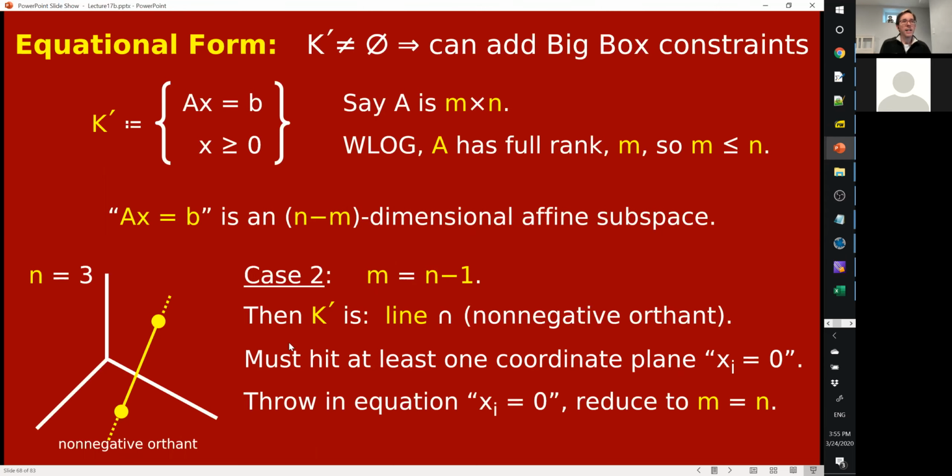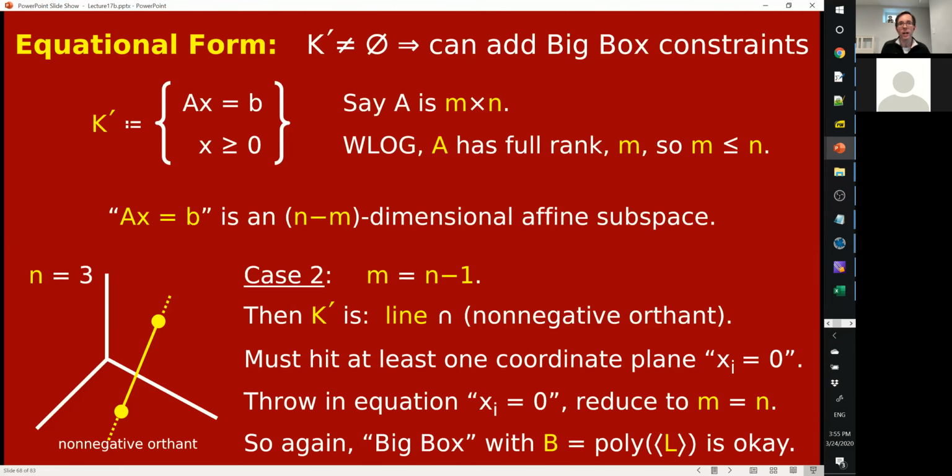So what I'm arguing there is the algorithm doesn't have to know this. But whenever you have a feasible K prime like this, where m is n-1, so you have this line that does pierce the non-negative orthant, it has to hit at least one coordinate plane. And therefore, there exists some equation like xi equals 0 that you can throw in, hypothetically, without changing satisfiability. But once you've done that, you've reduced to the case of m equals n, and the solution is just a point. It's the solution to the whole system of equations together with this new xi equals 0. So again, the solution with this xi equals 0 will be expressible with polynomially many bits, and the big box thing is okay.